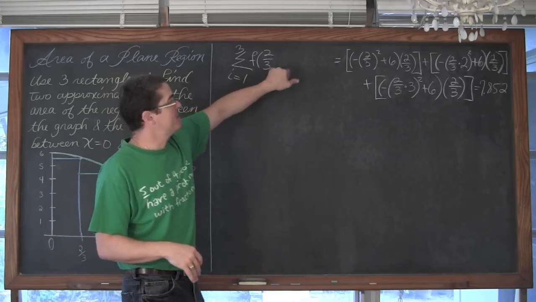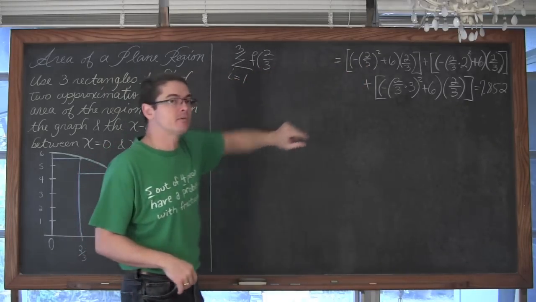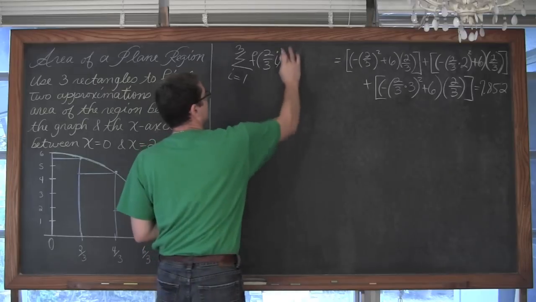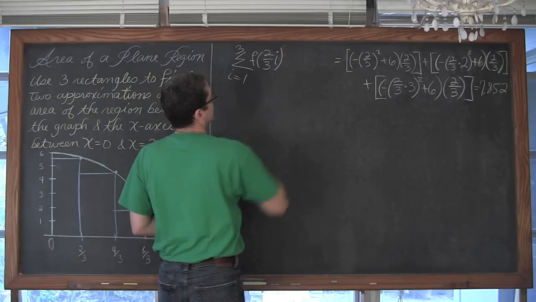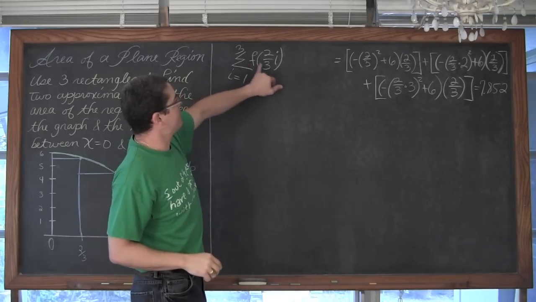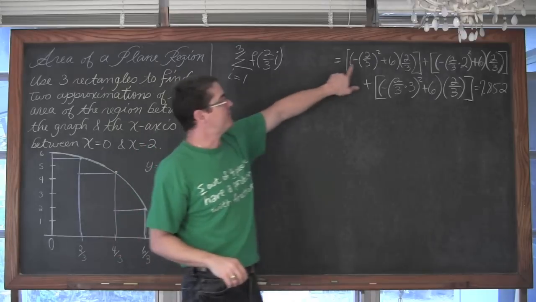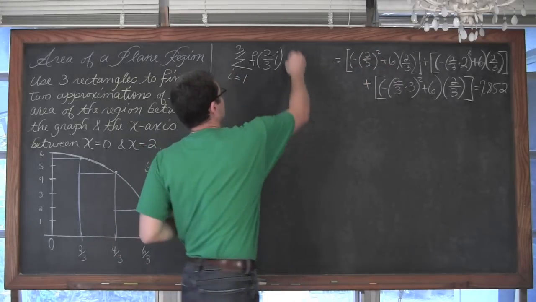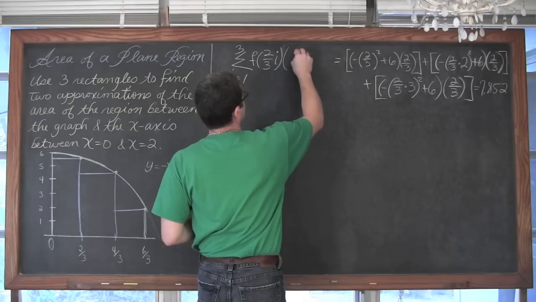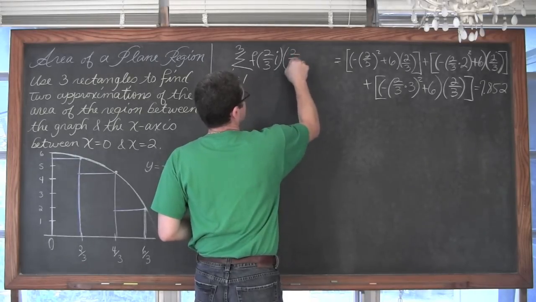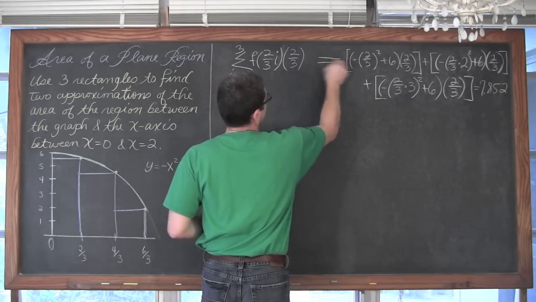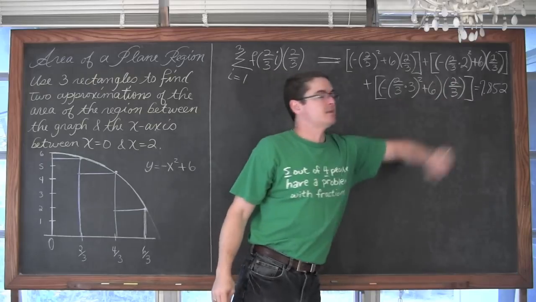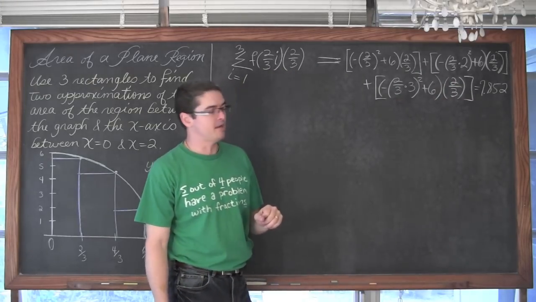So the first thing I did to plug into my function was take 2/3 and multiply it by 1, or in other words, to get back to that sigma notation, we multiplied it by i. So we have f of 2/3 i, and the function was negative x squared plus 6, and then we multiplied that by the width of the rectangle, which was 2/3, and that sigma notation is what we just walked through here to get an area of 7.852.